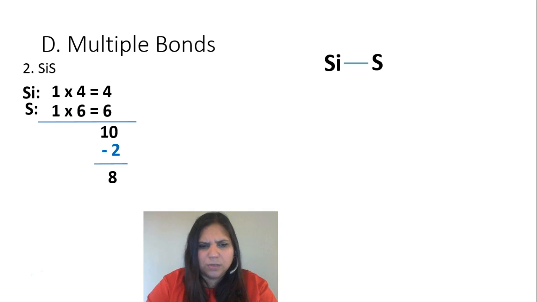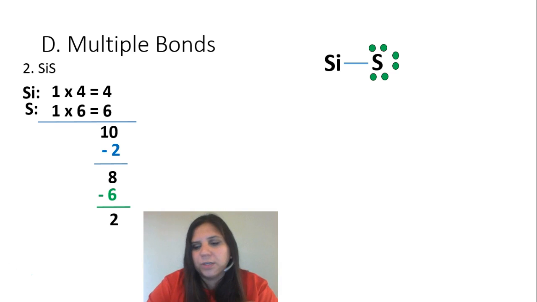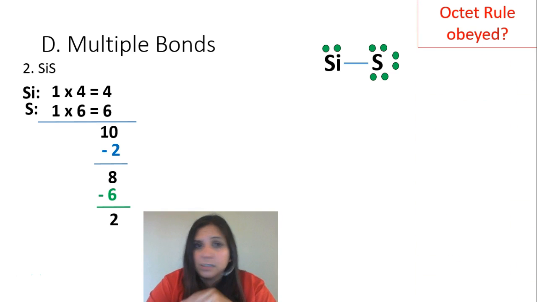Okay, so what do we do? There's no central atom. There's just 2 outside atoms. So I'm just going to evenly put, well, let's put 6 on this one. And that gets rid of 6. So that's 2 left over. We'll put those on the silicon. Now we'll check. Has the octet rule been obeyed? Nope. Silicon only has 4.